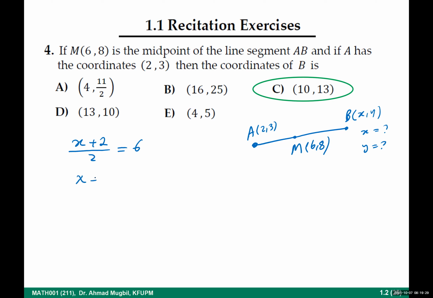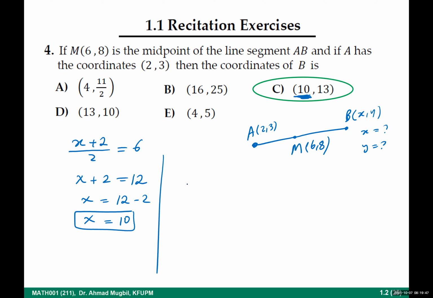Now let's solve it. X plus 2 equals 12. X equals 12 minus 2. X equals 10. So according to the choices, there is only one option with X equals 10. So this means that the answer is C, but you have to make sure. Maybe you made a mistake.